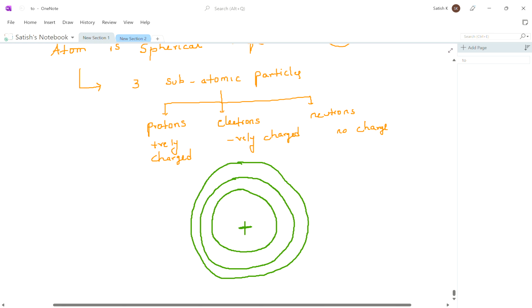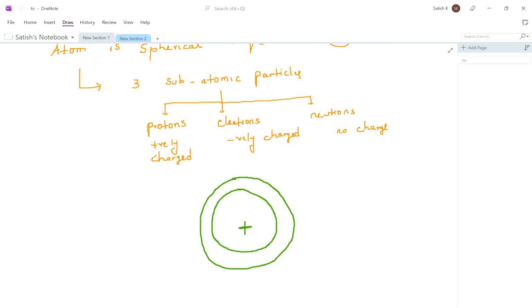Now look into this. What I said, guys, here. One second, let me remove this one. Atom is spherical shape. At the center is located the nucleus. And we have different orbits. Now come back to this point.